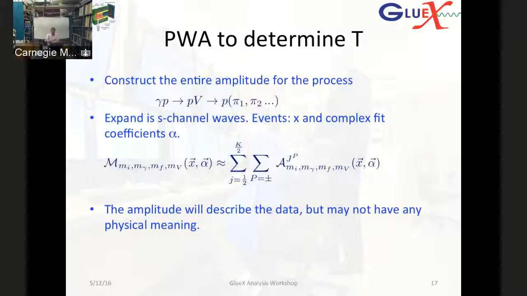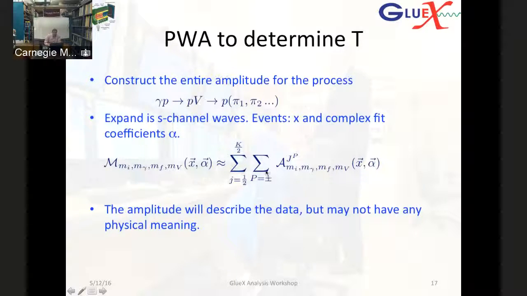It's in CLAS with the procedure developed at CMU. The idea being that we try to construct the entire amplitude. So you produce the photoproduction, you have a vector meson intermediate state, and then that decays. And we wrote this, basically we said, well, we don't know what this amplitude is, but we can make, if you will, a Taylor series expansion in terms of S-channel waves. So we put in S-channel baryon waves. That happened to be what we were working in CLAS. And so you'd basically sum over the waves from spin 1/2 up to some high number, 15 halves or something.